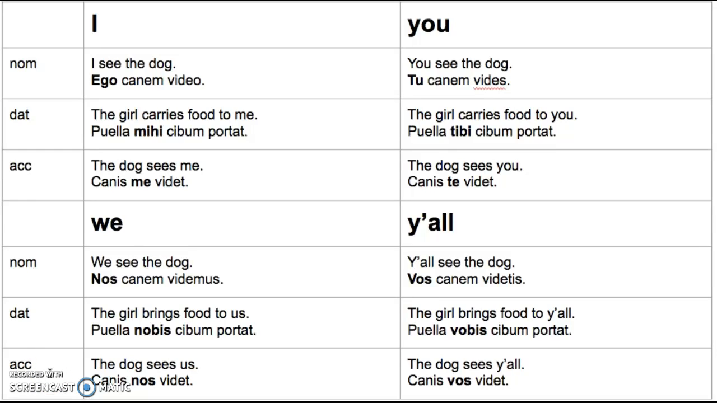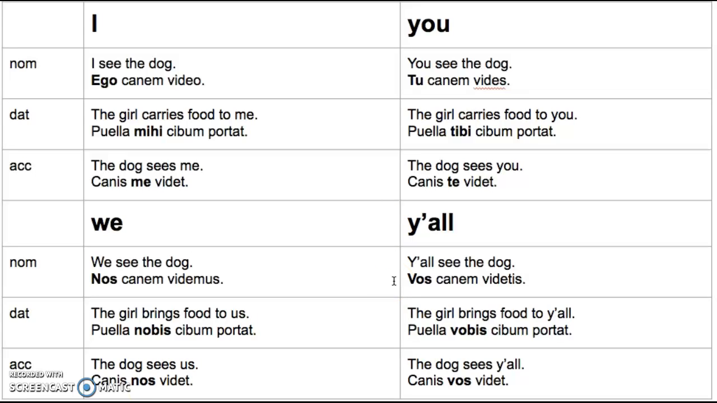Us. Canis nos videt. I know it's irritating that nos here is a nominative and here it's an accusative. One way to check that, if nos is the subject, what should the verb end in? Mus. Here's a nos. Does the verb end in mus? No. So this nos cannot be your subject. It must be accusative.